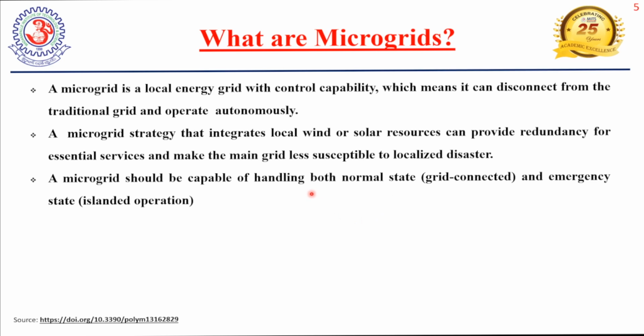So I hope you understood the microgrid. Here a microgrid should be capable of handling both the normal state, that is grid connected, and the emergency state, isolated operation. That means in both cases we can operate the microgrid independently, as well as connect it or give power to the other utility grids, that means conventional grids. So these things I hope you understood.